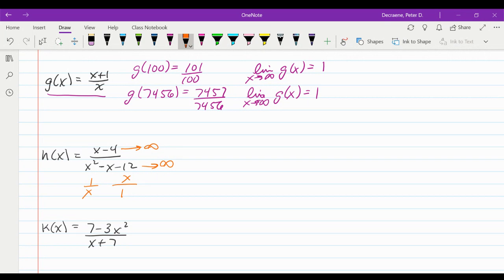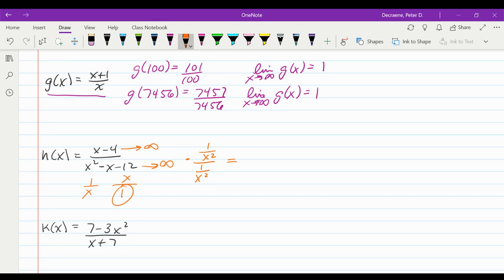So let's start by multiplying the top and bottom by the reciprocal of the largest power in the denominator, and that would be 1 over x squared divided by 1 over x squared. Essentially, what this is going to do is make sure that our denominator is a number of some kind or other, and that way we can calculate the limit a little bit more easily.